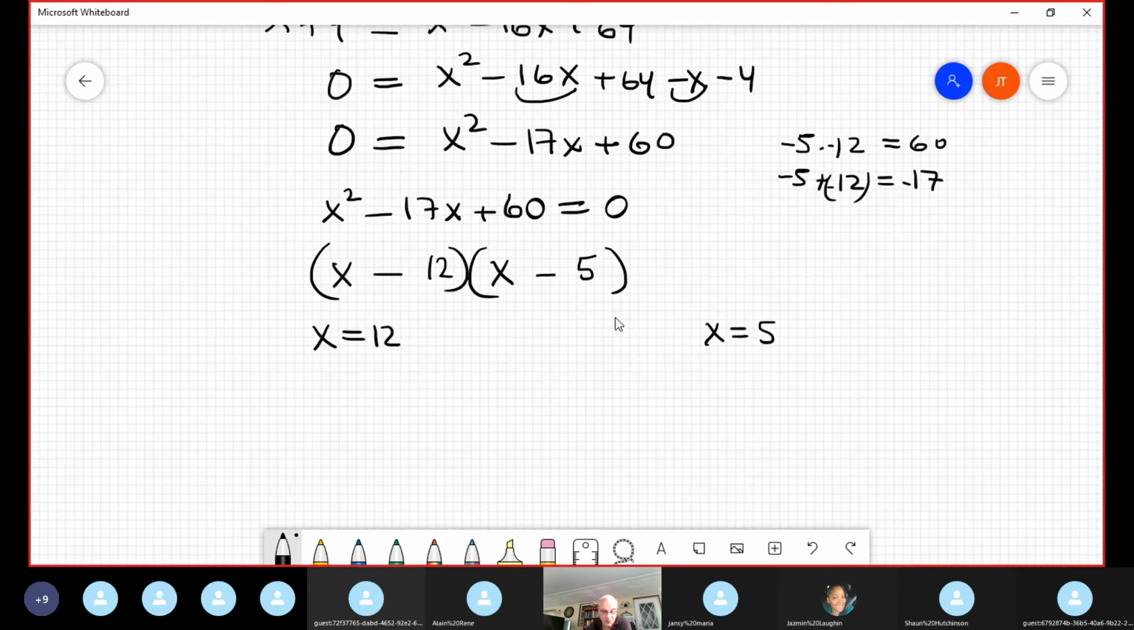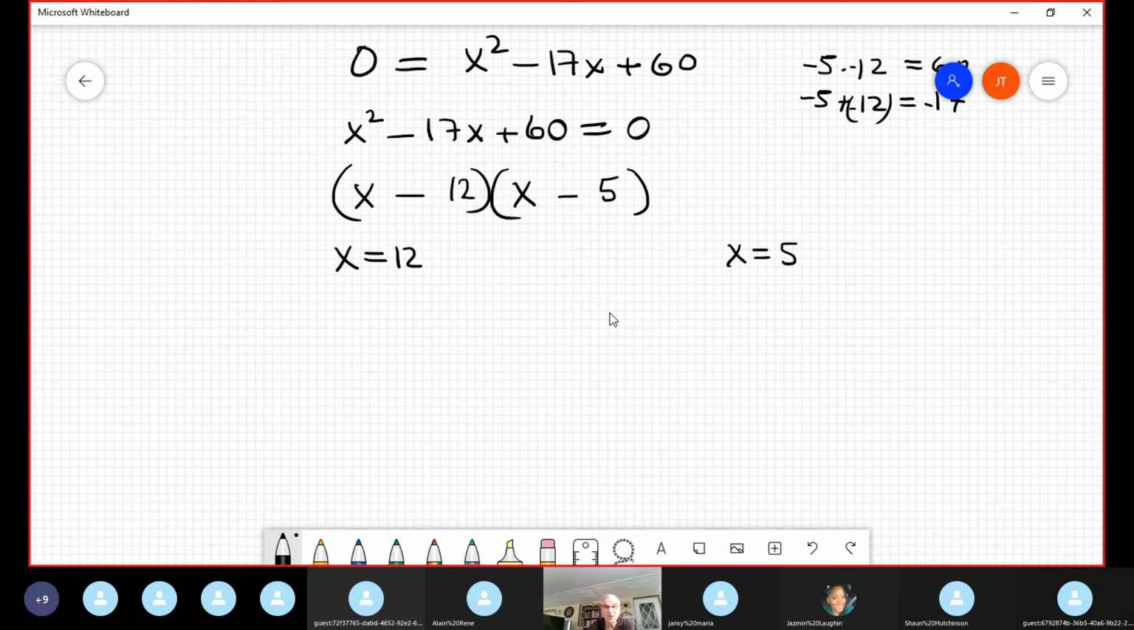The student who doesn't like factorization, professor. I don't know why. Okay, you apply the quadratic formula, and I expect exactly the same answer. This is the beauty of mathematics. It's exact science. A is 1, B is negative 17, C is 60.